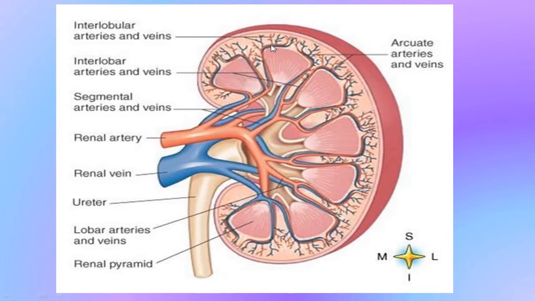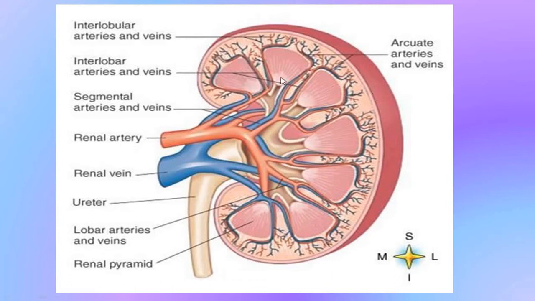Interlobar arteries run through the renal column, that is the space between the two pyramids, and then the interlobar artery breaks up into the arcuate artery at the junction of cortex and medulla, and the arcuate artery then gives rise to interlobular artery. Interlobular artery then forms the glomerulus through the afferent arteriole and then leaves the glomerulus as the efferent arteriole and then breaks up into peritubular capillaries and vasa recta and again forms veins.